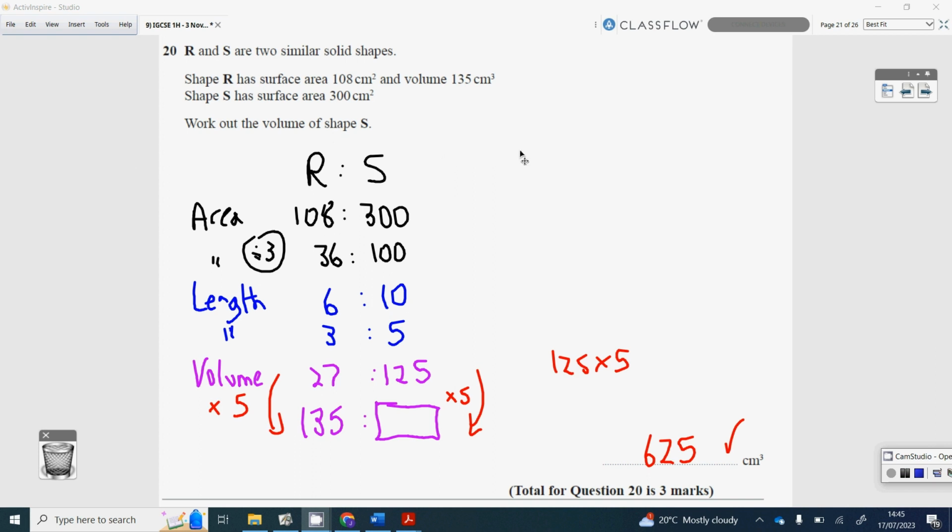Now we're told the volume of R is 135. So slot the 135 in your R column. And now it's just a question of proportion. What did we times 27 by to get 135? Well, do 135 divided by 27 and I get timesing by 5. So times this by 5 to get this. We're going to times this by 5 to get the volume of S. 125 times 5 is 625.